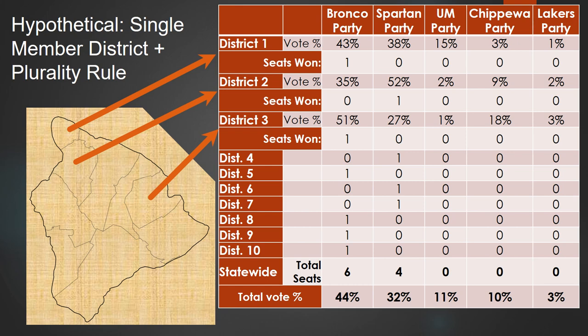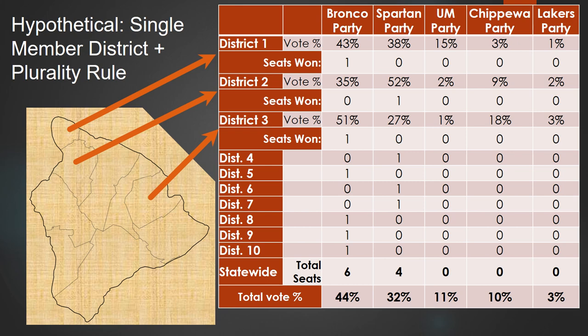But look at what happens over the long haul. How long is the Laker Party going to survive? Not long at all. They are not going to survive long because they can keep running, but they are going to keep losing.